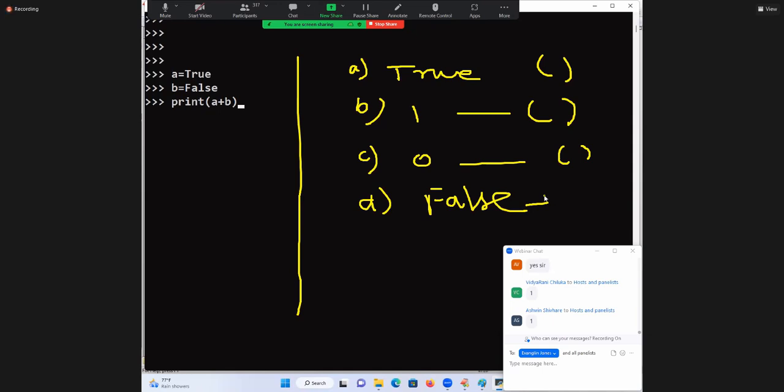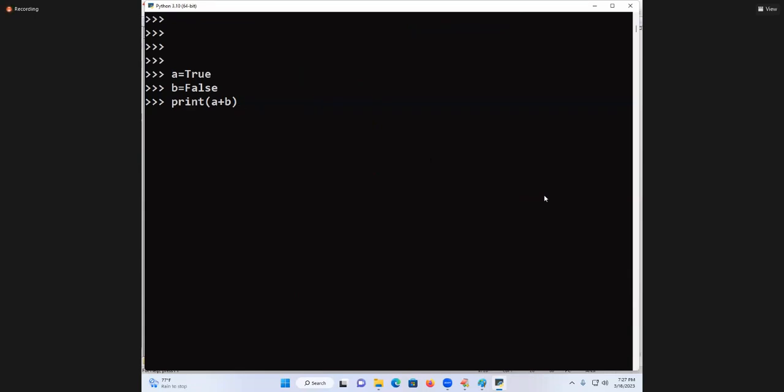So what is the answer? Answer is 1. Internally, what is the value of A? 1. Plus B is what? 0. So 1 plus 0, answer is 1.